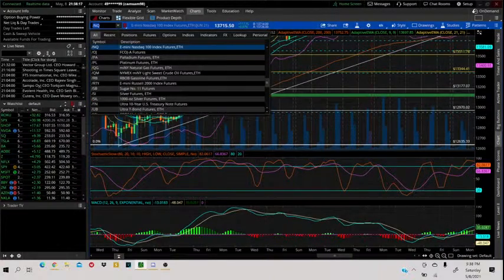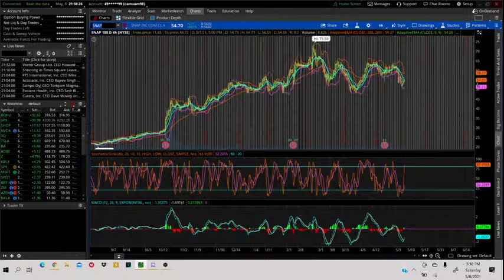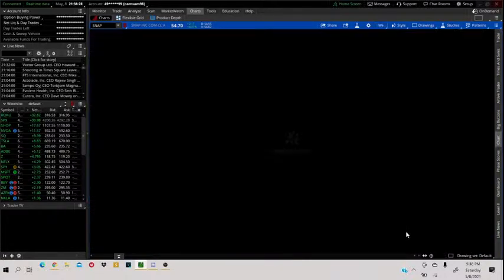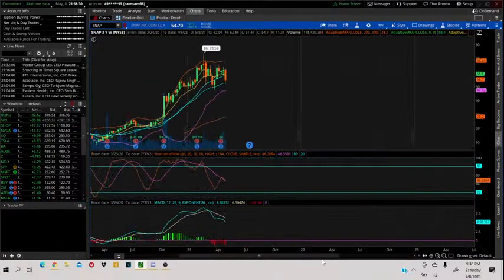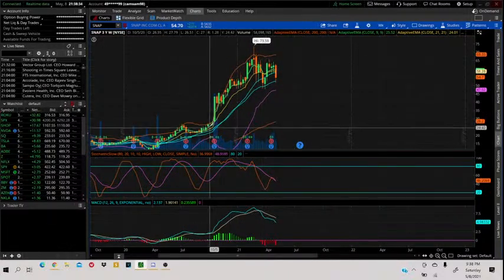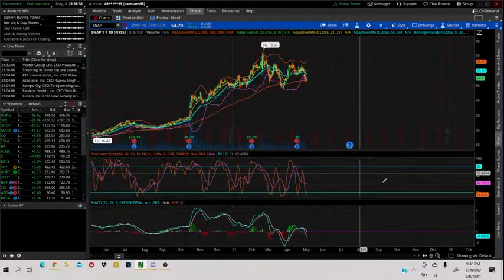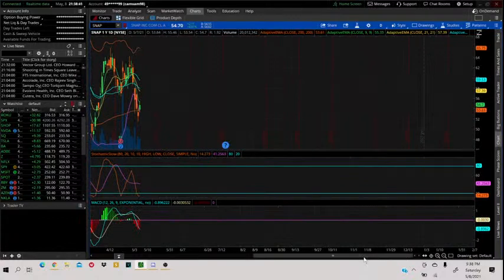Let me go to a stock where I know there's supply and demand. Alright, so we'll start with the weekly, see if we can find supply and demand on the weekly. So what you want is a decent run up, and then a small little basing candle. So go to the daily, let's see if we can find it there.